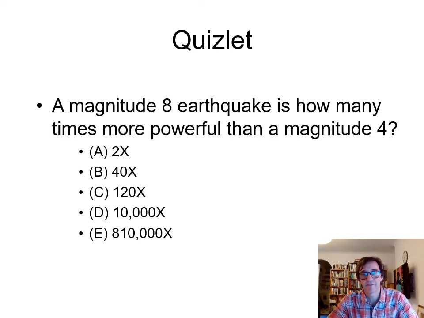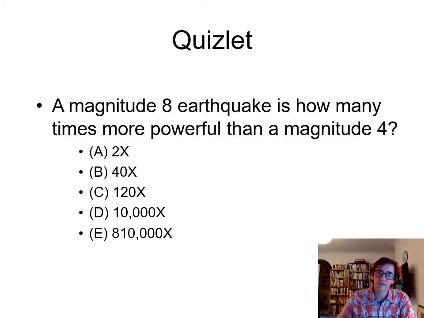So a magnitude 8 earthquake is how many times more powerful than a magnitude 4 earthquake? So it's 4 points on the Richter scale. How many times more powerful? And I said each increase is 30-fold. So think about it, maybe. You might need a calculator.